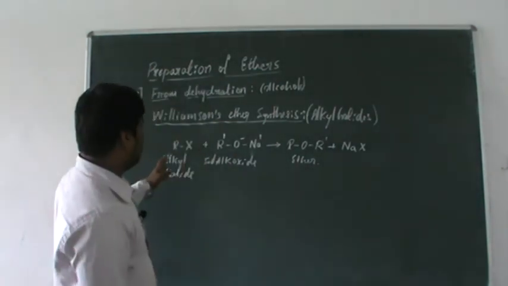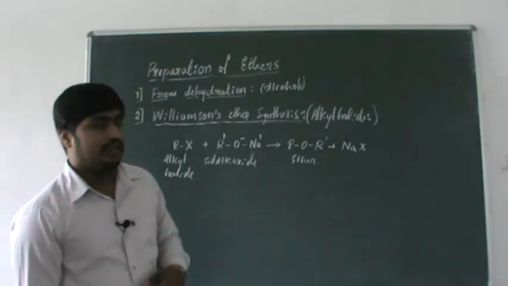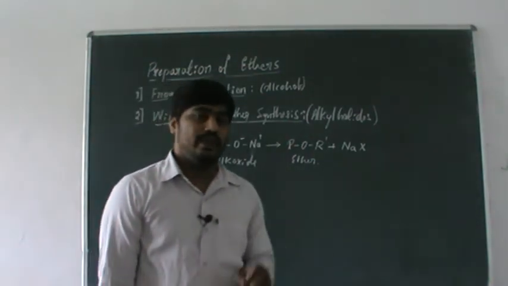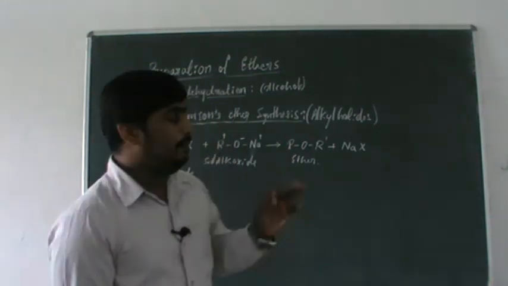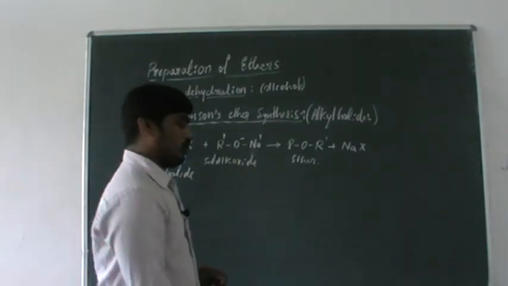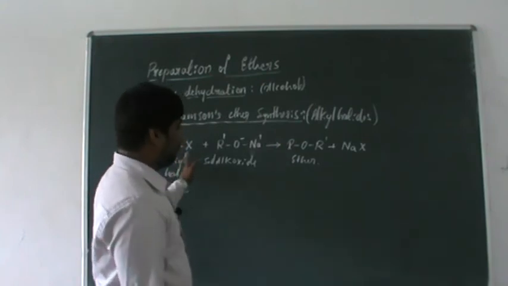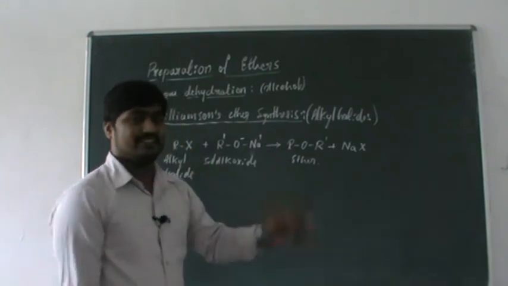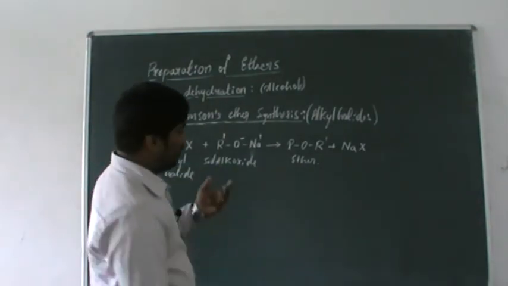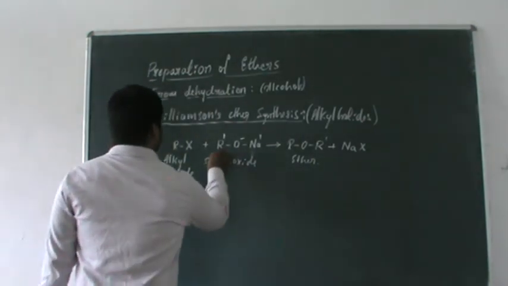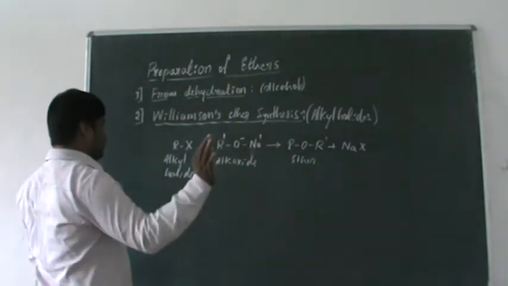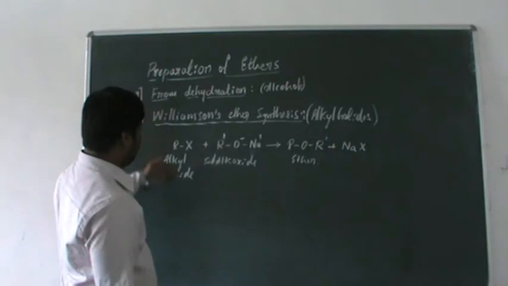This is a very important reaction from the exam point of view, and this reaction is named Williamson ether synthesis. Williamson ether synthesis is nothing but the preparation of ether from alkyl halide using sodium alkoxide. This is a very simple reaction, but it has some important things. What are the important things involved in this reaction? Let us discuss them, and consider one example of this reaction.